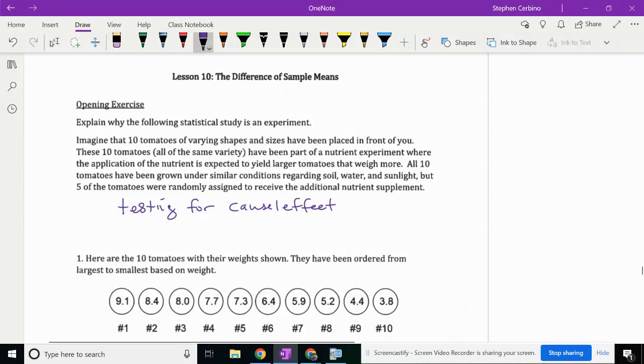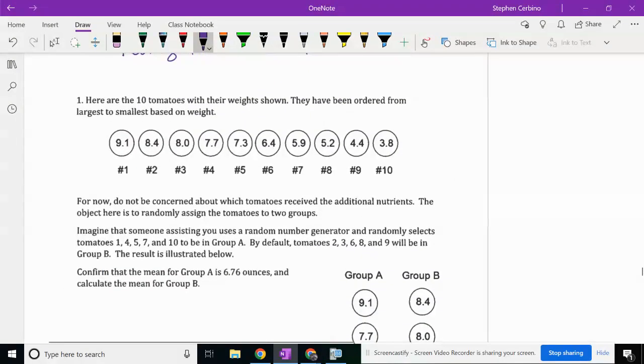So here are our tomatoes. We have 10 tomatoes. All of their weights are shown, and we're labeling them as numbers 1 through 10. For right now, we're not concerned with which tomatoes receive the additional nutrients. We're just going to randomly assign the 10 tomatoes into two groups, because we want to see what the difference in the means is of the two groups, so that we can do a computer simulation and try and figure out if there is a significant difference when we put only tomatoes with the nutrients in one group and the tomatoes with no nutrients in the other group.